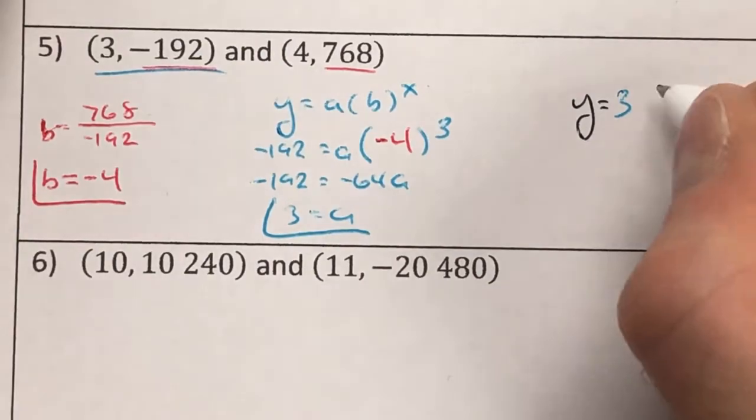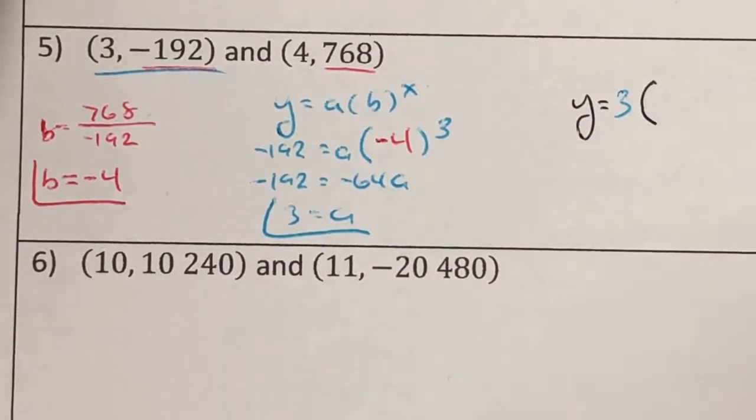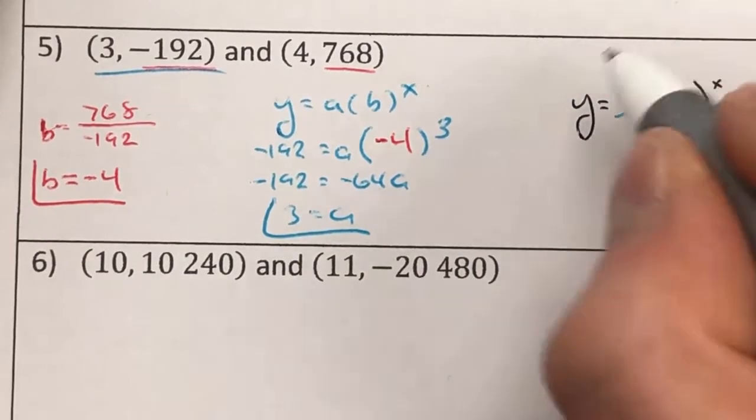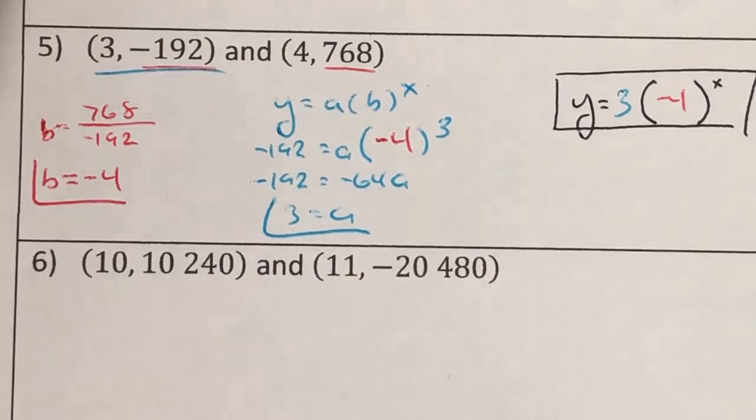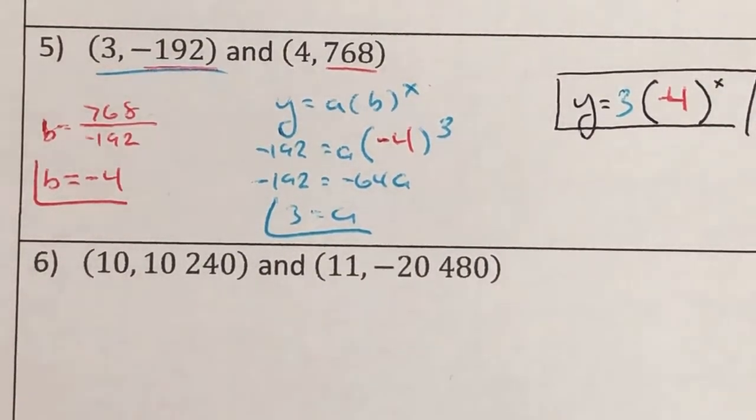3. We're multiplying that 3 times the number negative 4, however many times we want. And there we go. Negative 4. Perfect. And now what that's going to do, that's going to bring us to some of the scenarios that we'd like to look at on the back.